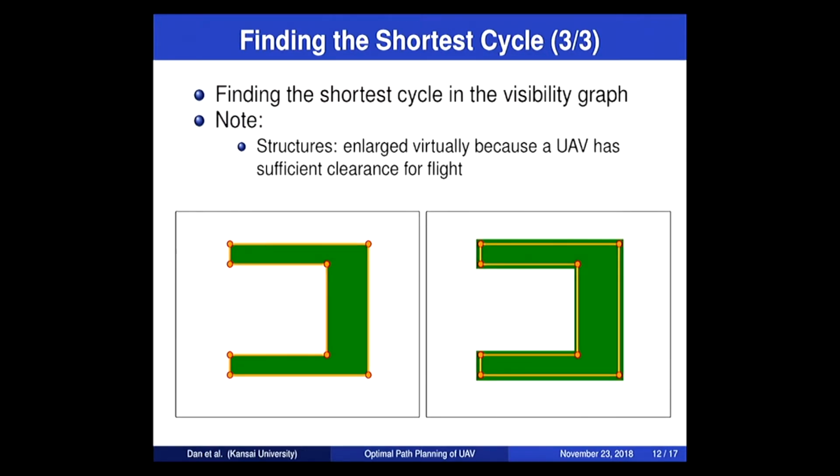Also, the flight path must have sufficient clearance from the structures and so on. Therefore, we enlarge the target buildings virtually for having a sufficient clearance. So by using this method, we can obtain the shortest cycle.